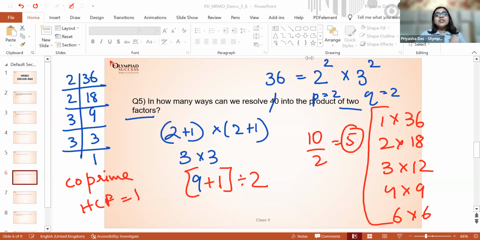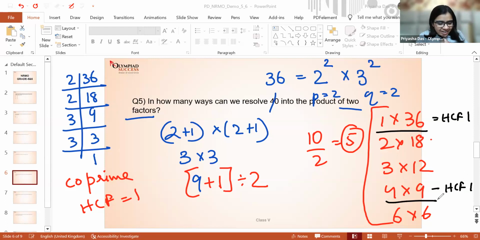Done. Pranil, we don't have a 2 and 3 here. No. We have a 2 and 18. So that is having the HCF as 2. So that is not my answer. 1 and 36 has the HCF as 1. Correct. And 4 and 9 has the HCF of 1. So this pair is co-prime. This pair is co-prime. You will also get a question on how to calculate the co-prime pairs. But this will be taught to you in the regular classes.